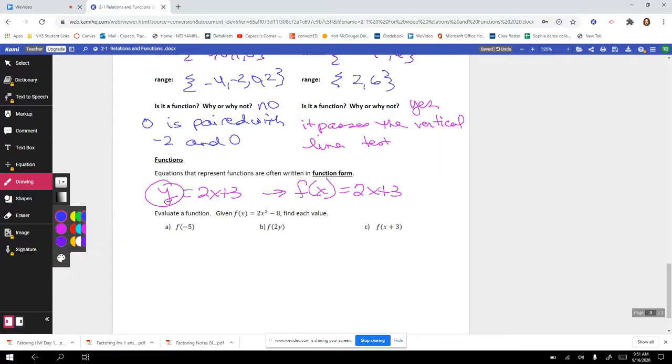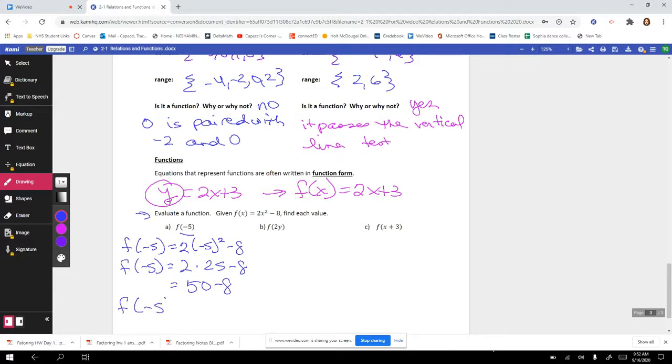Now, looking at a couple of examples of that right here, they're always going to give you a function. It's going to say find each value. So given the function, and this is how we say it, f of x is equal to 2x squared minus 8. That's my function. I want to know what f of -5 is. So I'm going to write it like that. Everywhere I see an x, I'm going to put a -5. So f of -5 is equal to 2 times 25 minus 8. That gives me 50 minus 8. So my final answer: f of -5 is equal to 42. That's how I write that.